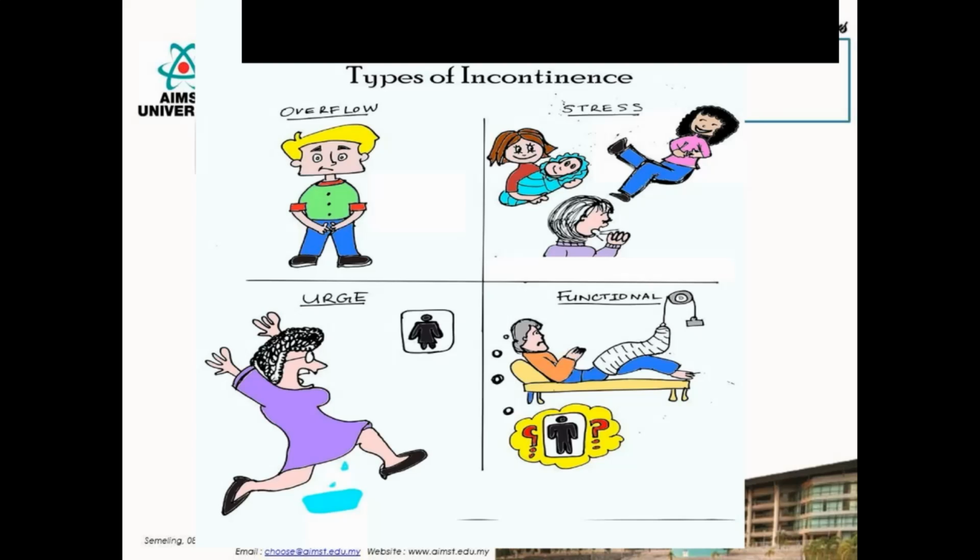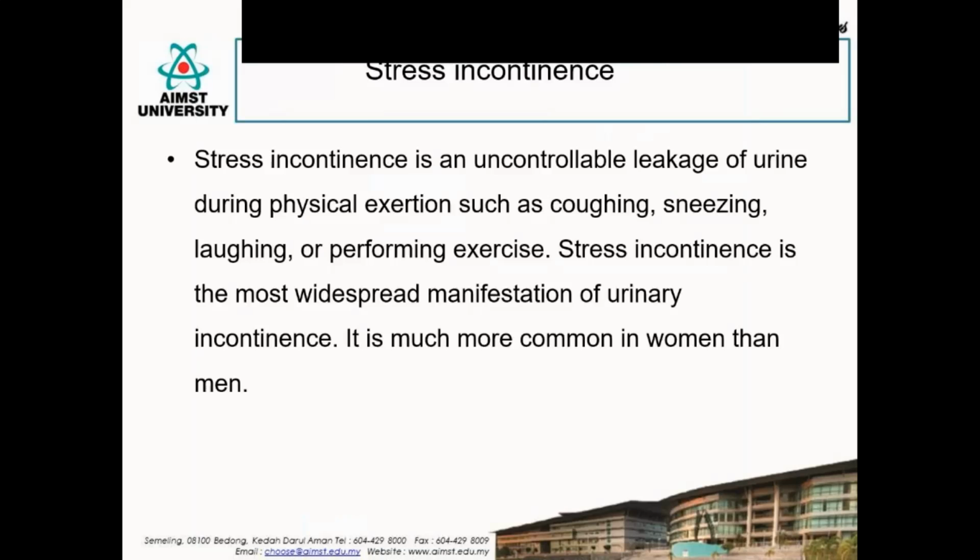Okay, next is urge incontinence, when they have a sudden first urge, so by the time they reach the toilet, they will void. They do not have proper control. That is called urge incontinence. Functional incontinence is because they are not able to walk to the restroom, so they might have incontinence.